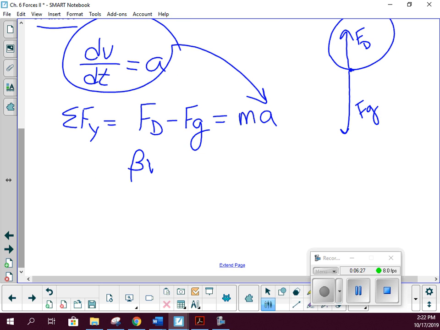That constant times velocity squared, minus F_G, which we know is just mg, and then that's equal to m, and then we replace the a with dv/dt. Yay! We did it! Alphabet soup! We just wrote a differential equation. Okay, so this is what you're being asked for when you're being asked for a differential equation.